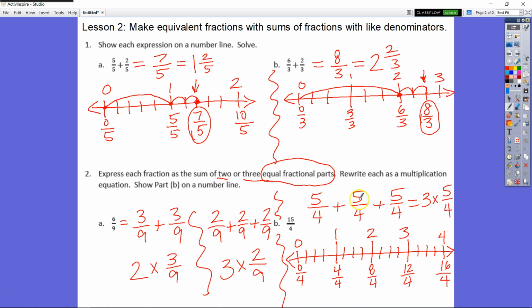So if I'm adding 5/4 plus 5/4 plus 5/4, it's going to be 5/4, 1, 2, 3, 4, plus another 5/4, 1, 2, 3, 4, 5, plus another 5/4 will give me my 15/4. All right, so that solves 2b by giving me my 3 equal fractional parts, my multiplication equation, as well as my number line.